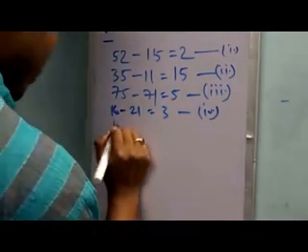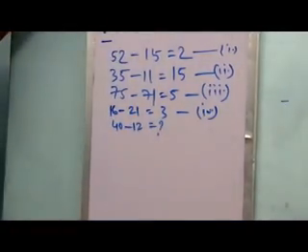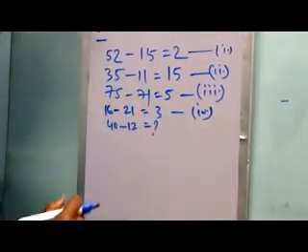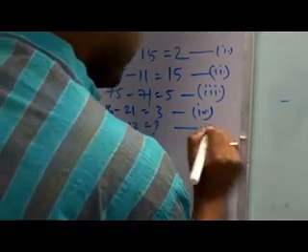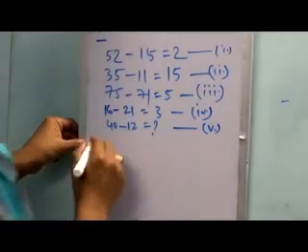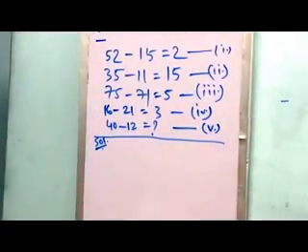And now 14 minus 12. You have to find which particular number will appear in place of question mark. This is row number 5. So just dive onto the solution first.